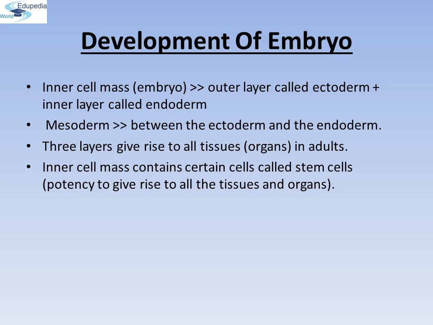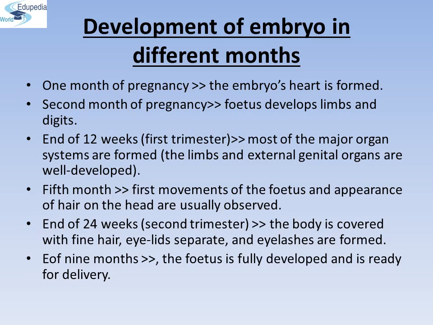It needs to be mentioned here that the inner cell mass contains certain cells called stem cells which have the potency to give rise to all tissues and organs. Development of embryo in different months in human beings. After one month of pregnancy, the embryo's heart is formed. The first sign of a growing fetus may be noticed by listening to the heart sound carefully through the stethoscope.